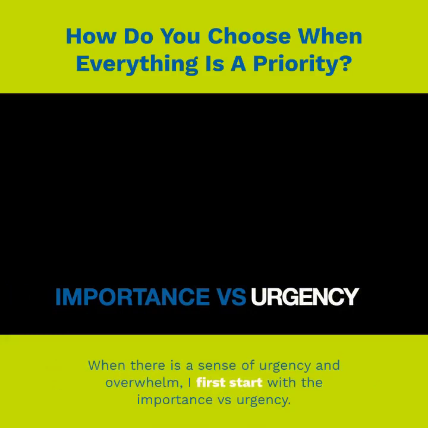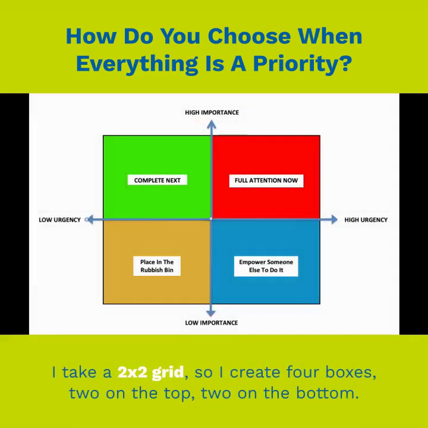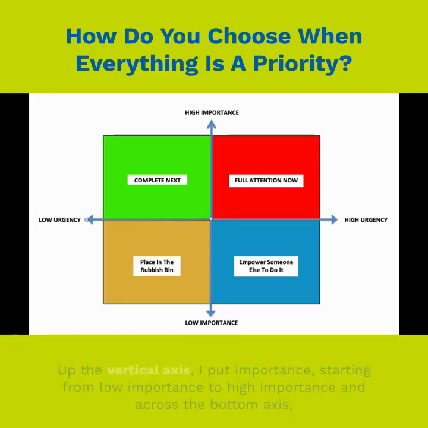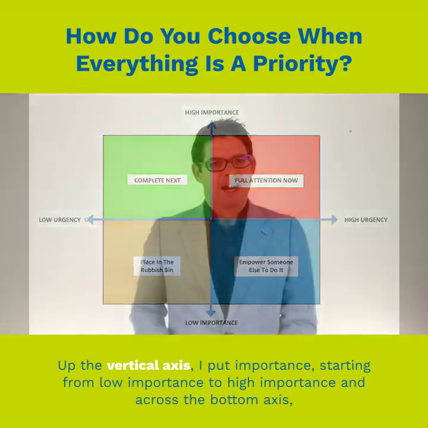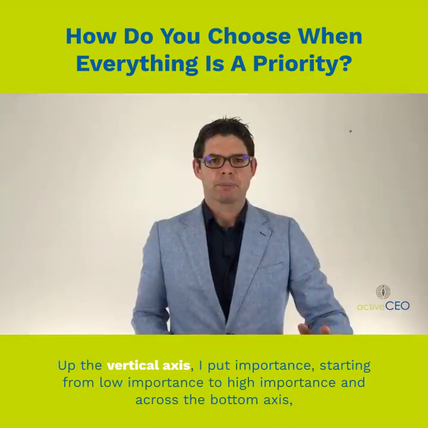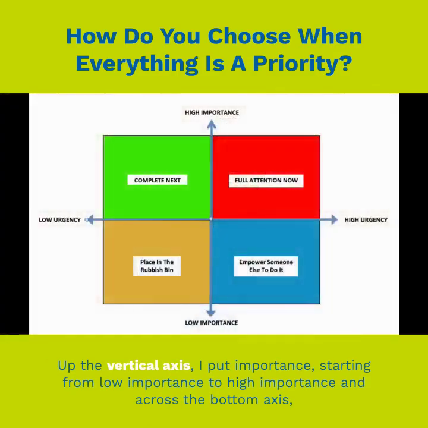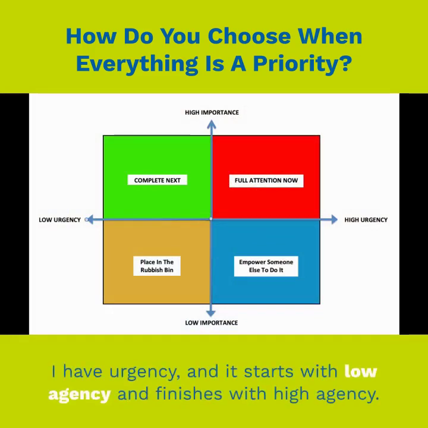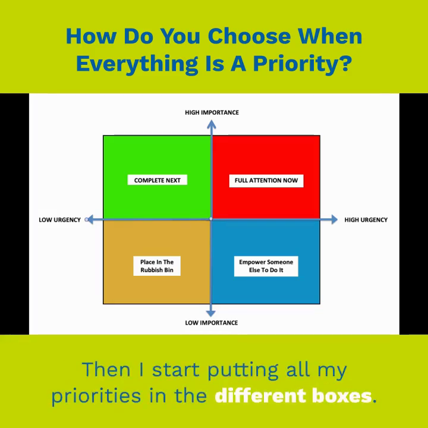When there is a sense of urgency and overwhelm, I first start with the importance versus urgency. I take a 2x2 grid, so I create 4 boxes, 2 on the top, 2 on the bottom. And up the vertical axis, I put importance, starting from low importance to high importance, and across the bottom axis, I have urgency, and it starts with low urgency and finishes with high urgency. Then I start putting all my priorities in the different boxes.